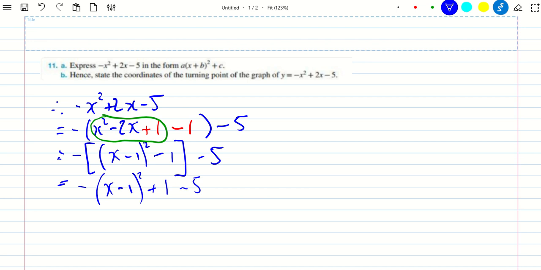That jump is always a tricky bit for students. So negative out the front, and times negative 1 in there is positive 1 when we expand out that negative. Okay, and then we're done. It'll just be negative x minus 1 squared plus 1 minus 5, which is minus 4. So that is now in turning point form, like a bracket x plus b squared plus c. And hence we need to state the coordinates of the turning point. So the turning point will be 1, negative 4.